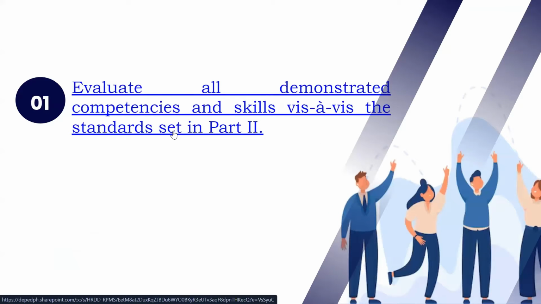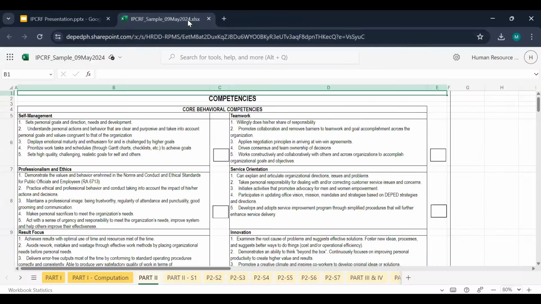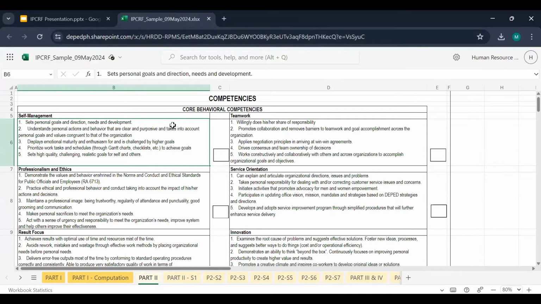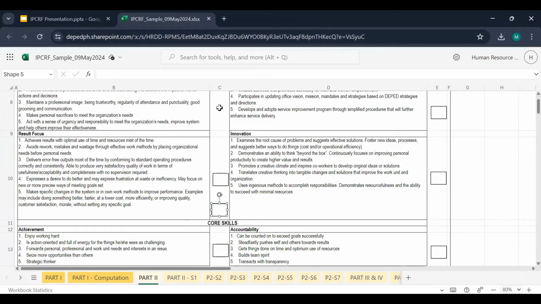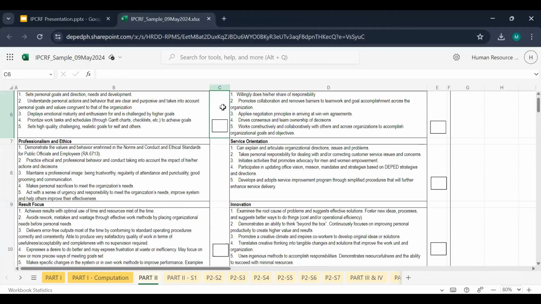Step 1, evaluate all demonstrated competencies and skills vis-a-vis the standard set in part 2. Considering that part 2 has a fixed standard performance, or rather competencies, that an individual must demonstrate within the performance rating period, the ratee and rater shall evaluate the competencies obtained by the individual within the rating period.